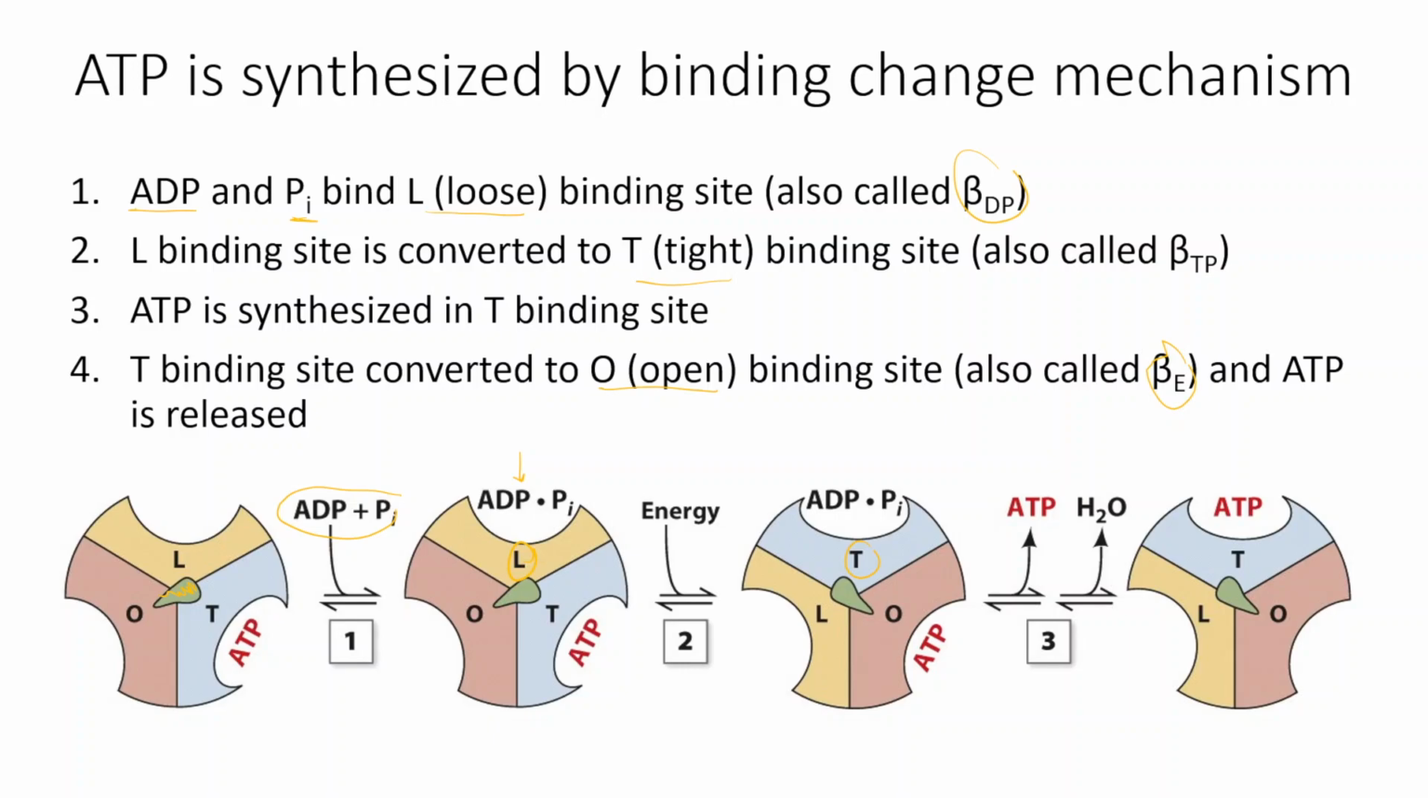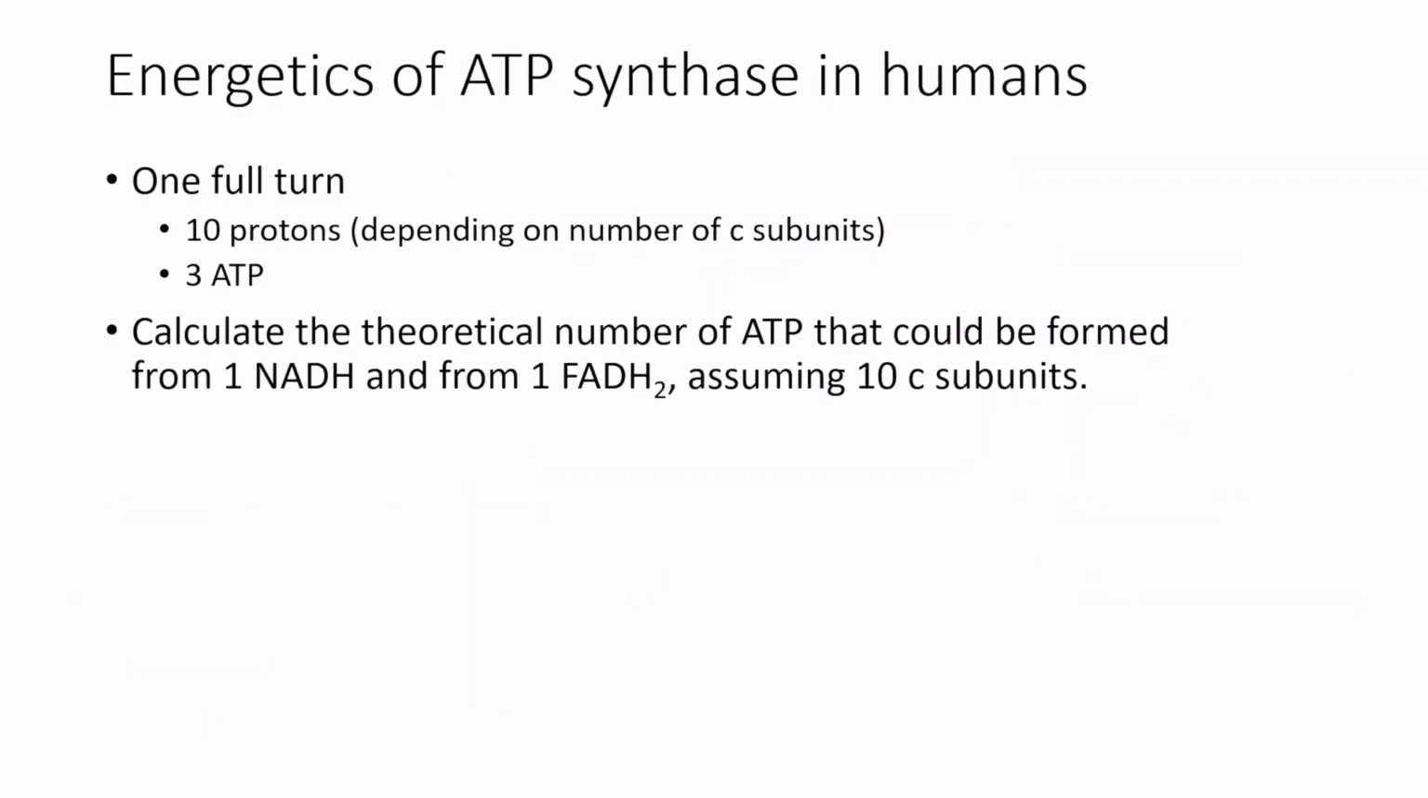And so over and over, as the C subunit is turning, it's turning that little rod, the gamma and epsilon, which is helping to drive this change in conformation of these 3 beta subunits. And again, these beta subunits are what's letting ADP plus phosphate be turned into a molecule of ATP. So overall, let's look at those energetics.